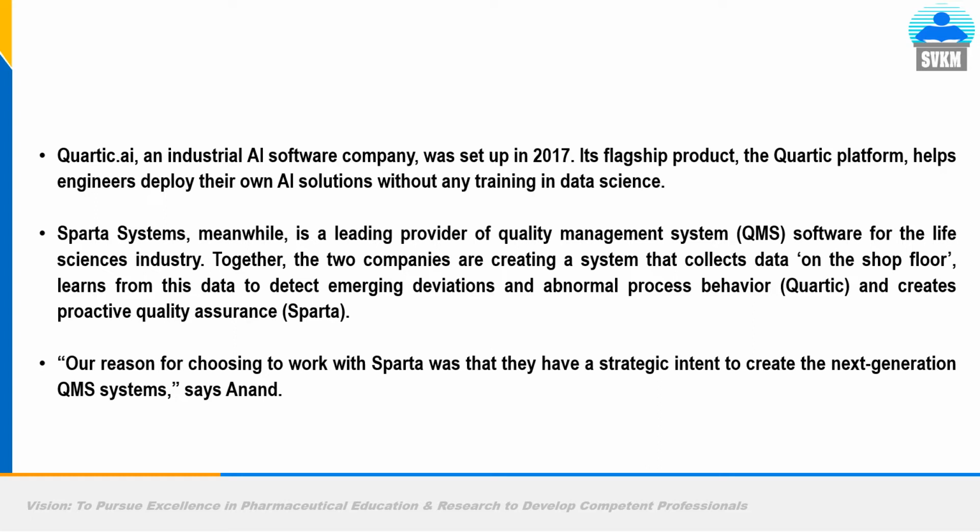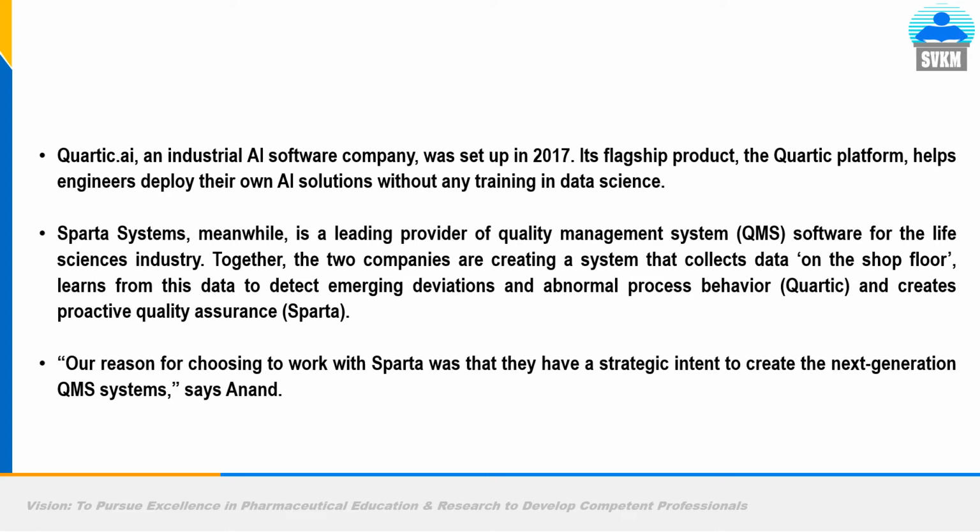See the different parts of these two companies. Abnormal process behavior and deviations will be analyzed by Quartic, and proactive solutions in terms of QA will be given by Sparta. So we all know machine learning is basically to process the data. 80% of the time is given to that, and 20% is model development.